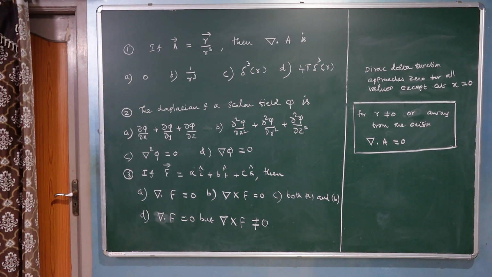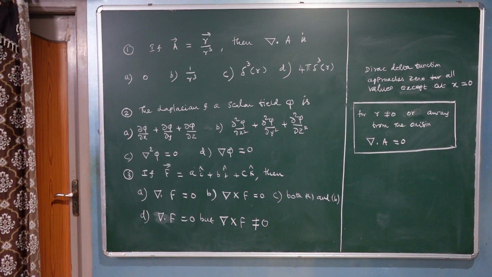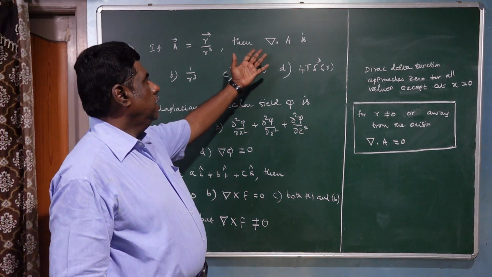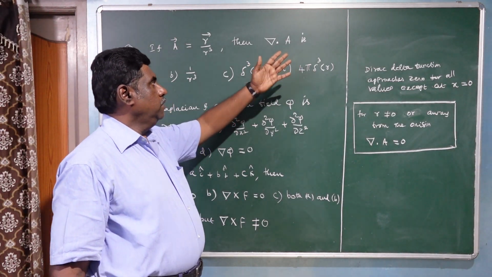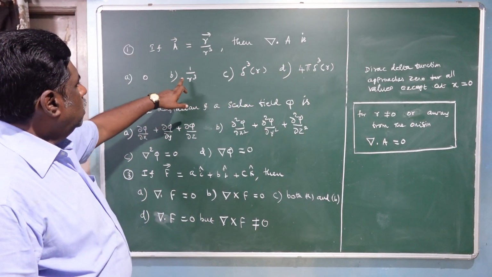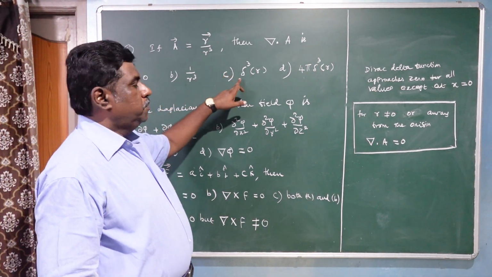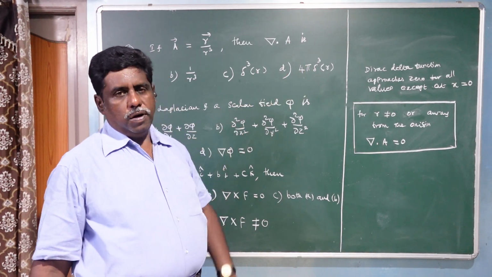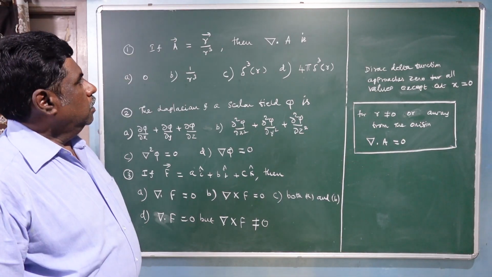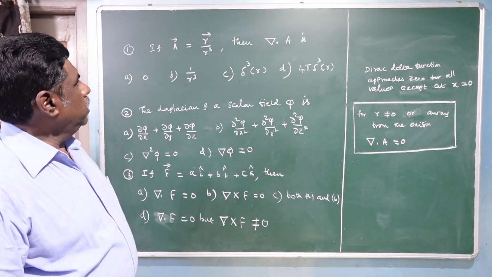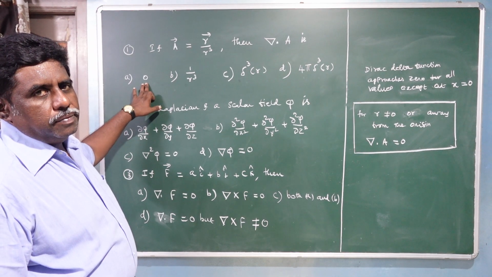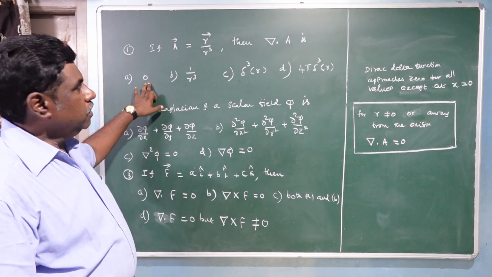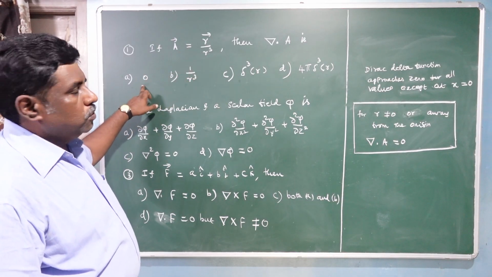See this problem 1. If vector A equals vector R divided by R cube, then del dot A is: option A 0, option B 1 by R cube, option C del cube of R, option D 4 pi del cube of R. If this problem is given to you, automatically you can choose option A. It's a general proof available in our mathematical physics that divergence of vector R divided by R cube is equal to 0.